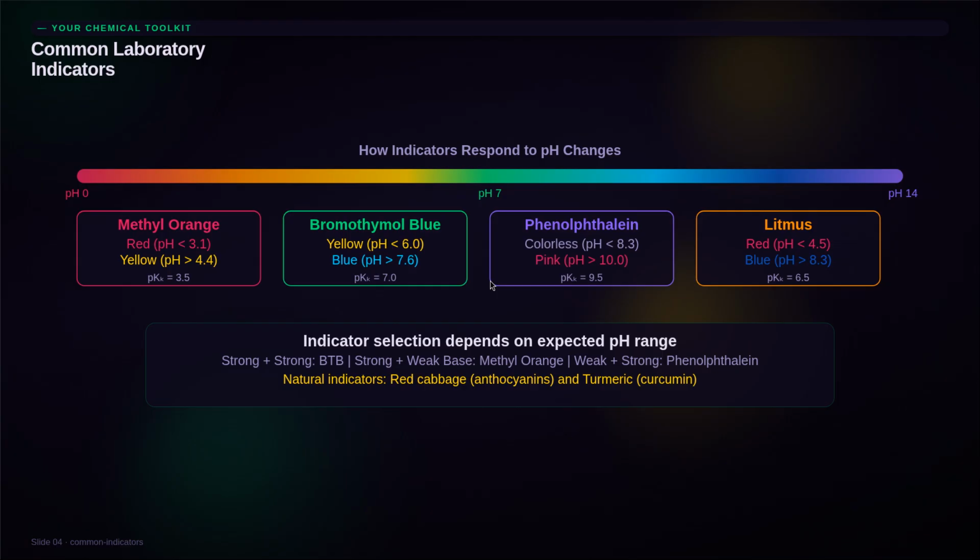Methyl orange is an azo dye that is red in strongly acidic solutions below pH 3.1 and yellow above pH 4.4. Bromothymol blue is a sulfonphthalein dye that is yellow in acid, green at neutral pH 7, and blue in base. It is excellent for detecting carbon dioxide in solution. Thymol blue has 2 color changes, red to yellow at pH 1.2 to 2.8, and yellow to blue at pH 8.0 to 9.6. The choice of indicator depends on the expected pH range of the solution being tested.